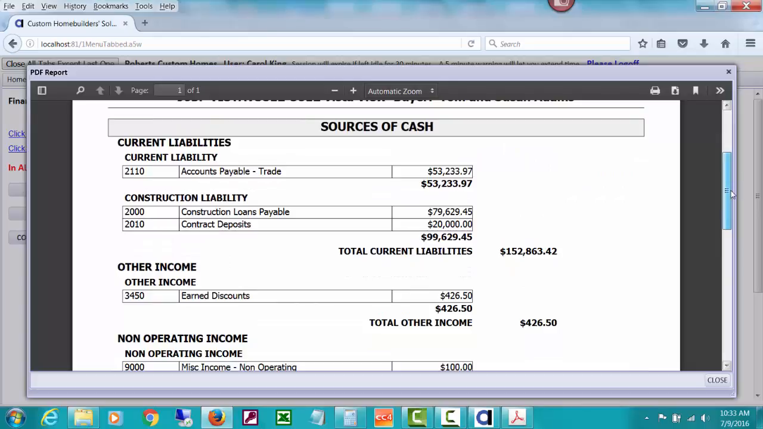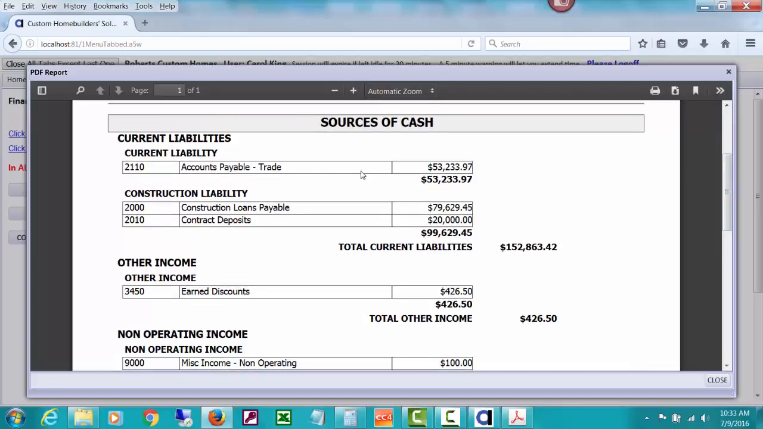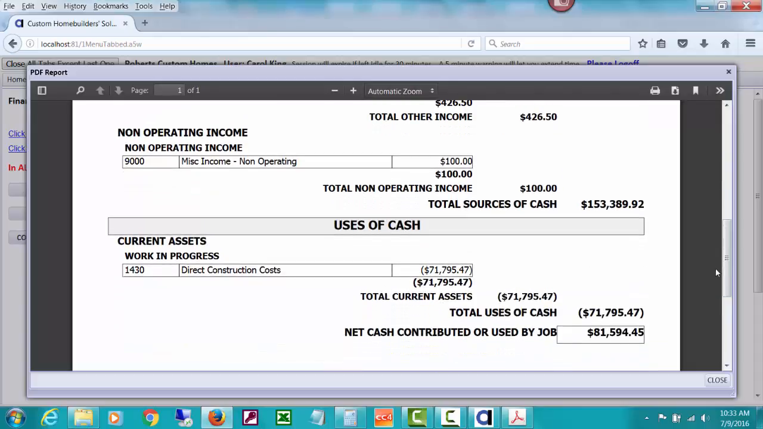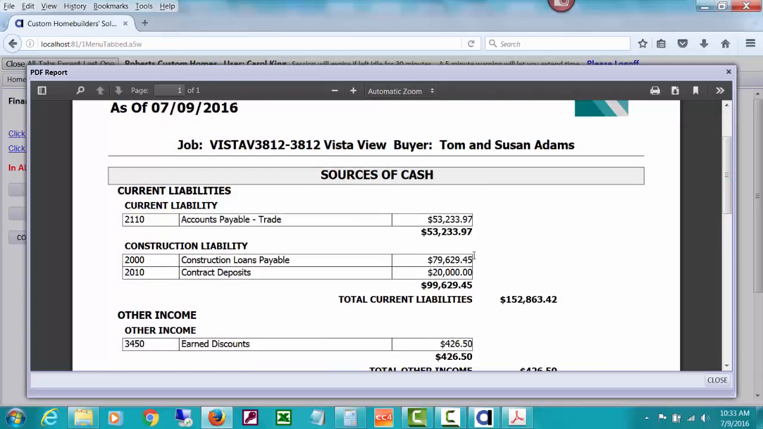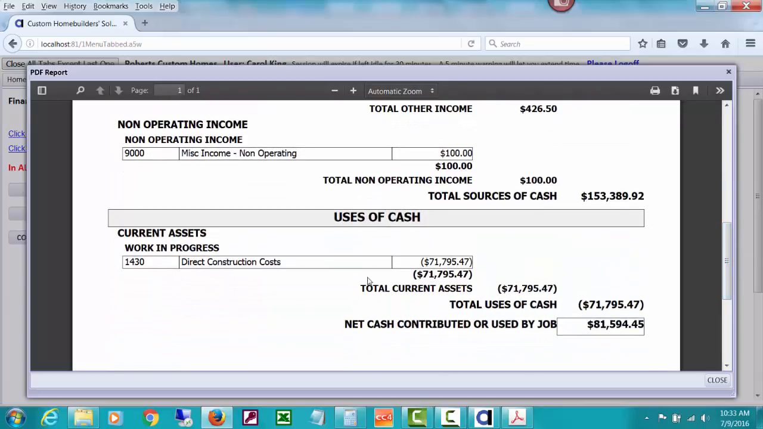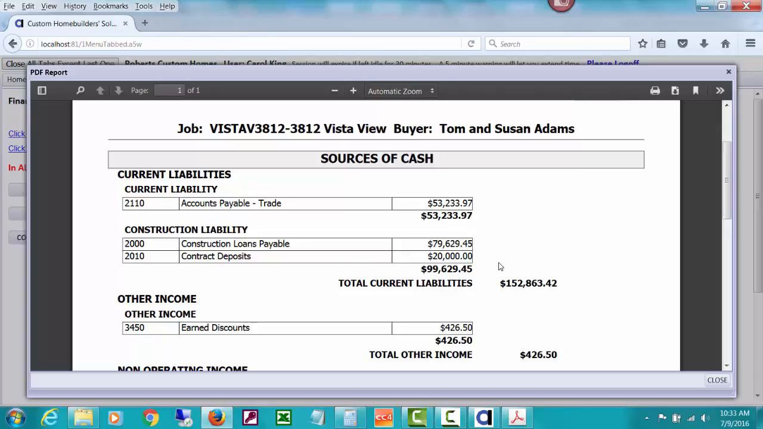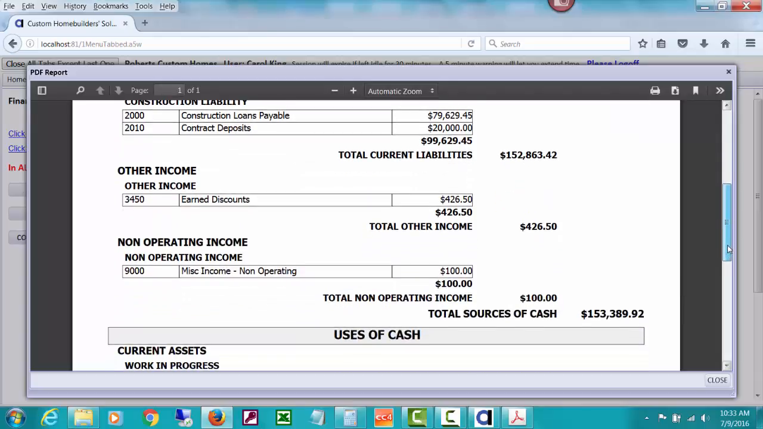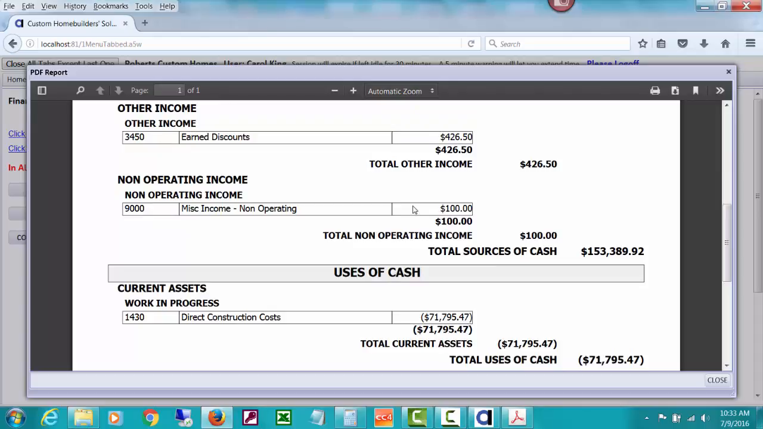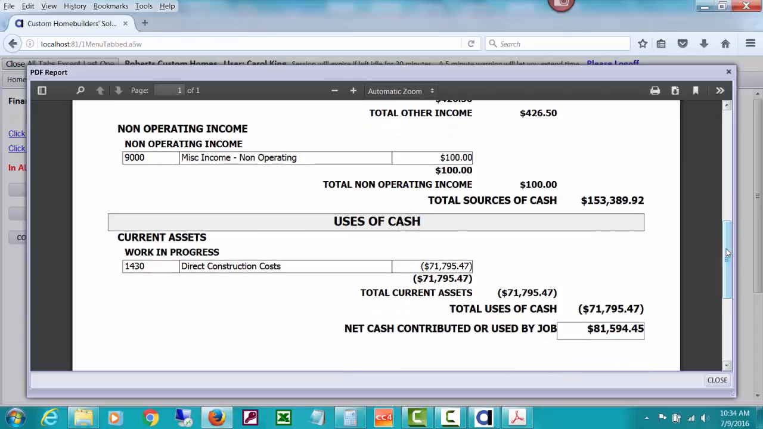You can say, well, 53,233 of that is down here in this direct construction cost probably for accounts payable. So that's a source of cash since we have both paid and unpaid job costs posted there and work in progress that show up as a balance. And we've gotten probably one draw in our contract deposit. We took a few discounts when we posted the bill, earned discounts, and this miscellaneous journal entry I made a credit to this 9,000, but I didn't do a debit, so I need to talk about that and what happens.